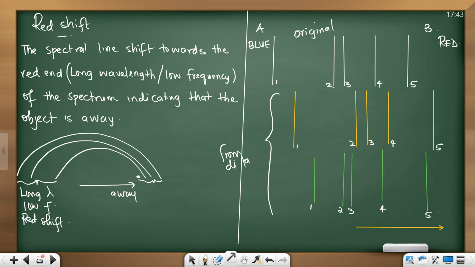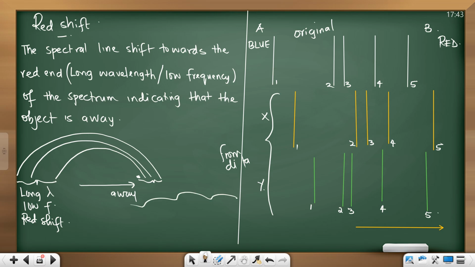But here's the question they're going to ask you. Let's call these star X and star Y. Which one is moving faster? X is moving faster than Y. Why? It is more red shifted than Y.